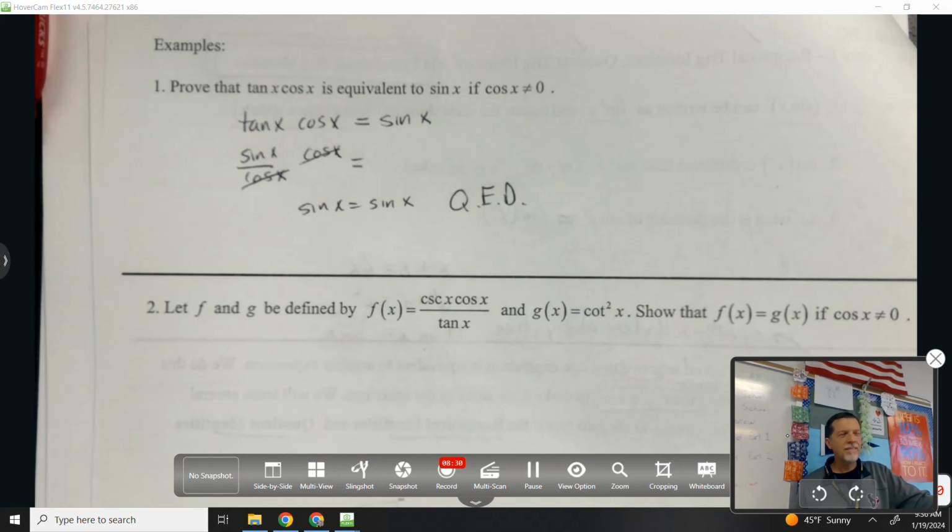Yes, sir? Do we have to put QED? You do not have to put QED. You do not have to put QED.